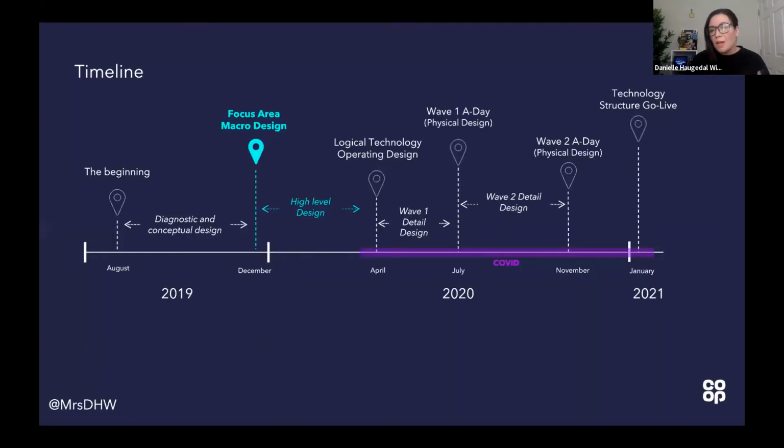So this was our timeline. I'm going to talk you through some of the steps that we went through. We started in August 2019 and went right through to officially launching the new structures in 2021. And we had, very helpfully, COVID right in the middle of all of that, which was not helpful.